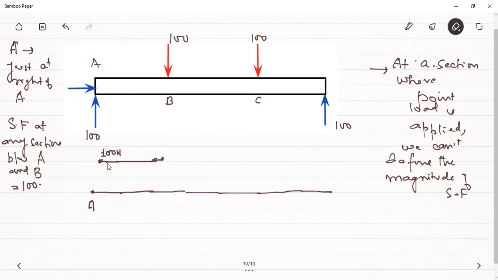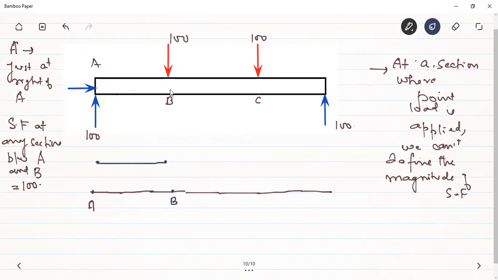In fact, I'm going to draw it with some different color. This is 100, okay? This is the reference line. B is slightly here. This is upwards and this is downwards, okay? Upward shear force will be positive. What will be the shear force at B? I can't say. What will be the shear force at a section just to the right of B?